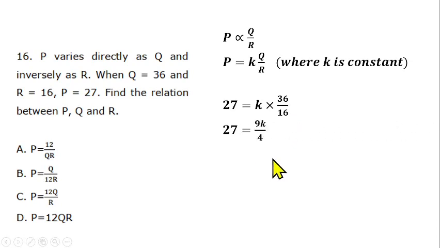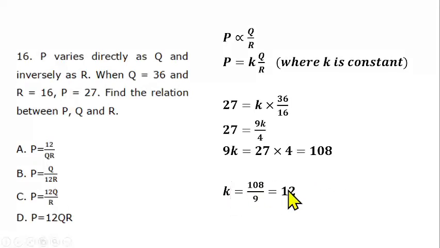So that should give us, 4 can go here, 4 can go here. That will give us 9k over 4. Cross multiply. 9k equals 27 times 4, that will be 108. Divide both sides by 9, k will be 12. Then the relation will be, put the value of your k here, p equals 12q over r, which is option C as well.